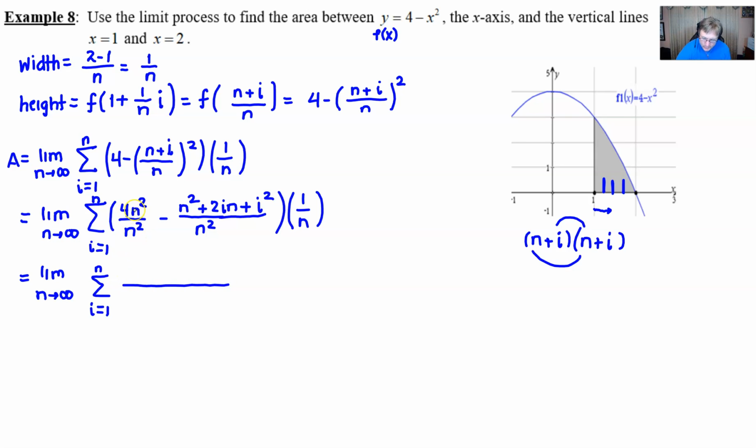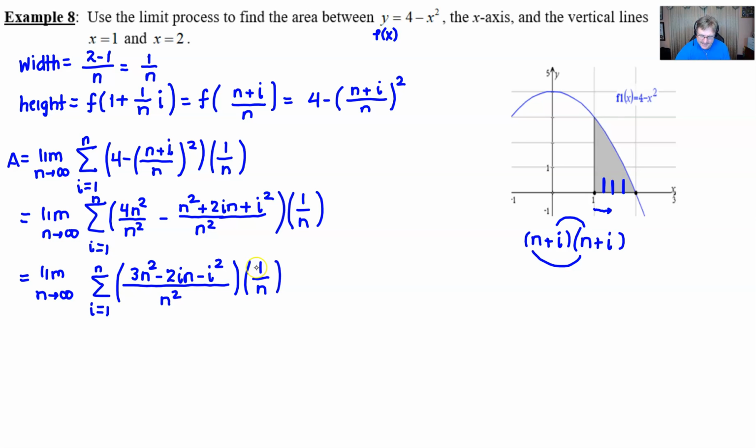So this numerator would be 4n squared minus n squared, which of course is 3n squared. And then I distribute the minus to the 2in, and I will distribute the minus to the i squared. And now I just have a single n squared there in the bottom. That would be the height simplified. And once again, the width is 1 over n. Each step, we're getting closer and closer.